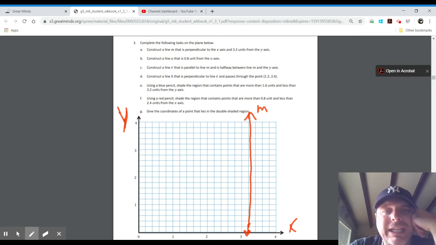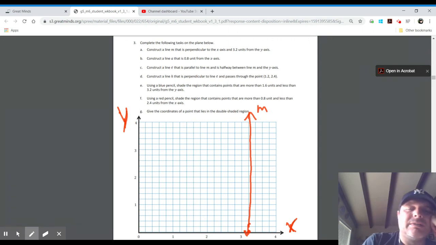Okay. Now it says B. Construct a line that is 0.8 units from the x-axis. So remember, x is the bottom line, so it's going to have to be 0.8 away from x. Okay. So let's move it up, and I'm guessing it's parallel to x as well. All right, here's 0.8, so I'm going to just do that.